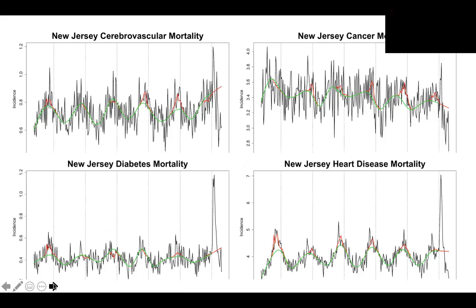I also plotted the incidence, seasonal baseline, and fitted line for a lot of other causes, such as cerebrovascular disease, cancer, diabetes, and heart disease. As shown, diabetes and heart disease show a very similar sharp peak pattern, similar to that of respiratory and COVID-19 mortality.